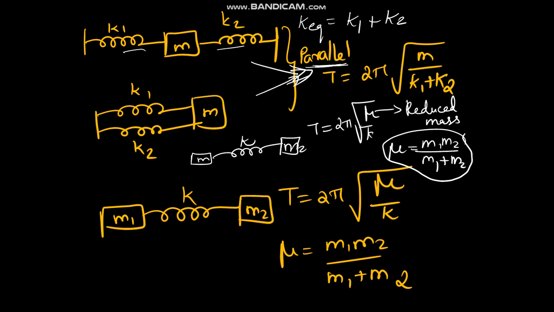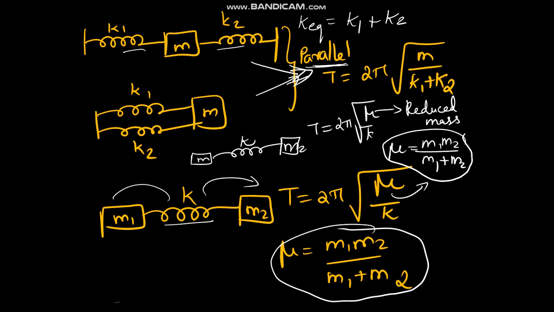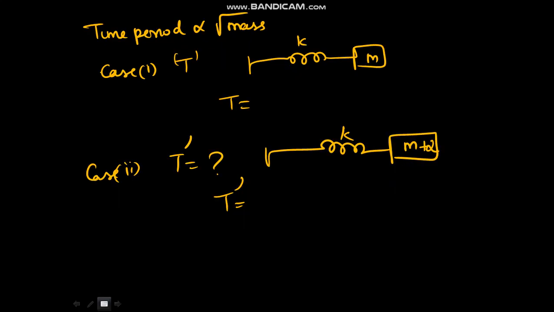T is equal to 2 pi root of mu by k, and this mu is the product of the masses divided by the sum of the masses. This applies when one spring is connected to two masses on either side. Now this is how they will ask in the previous year question.